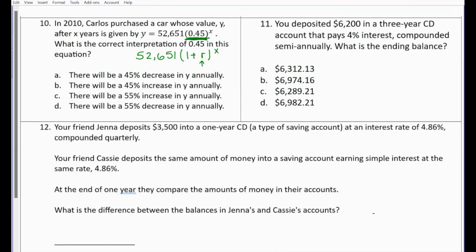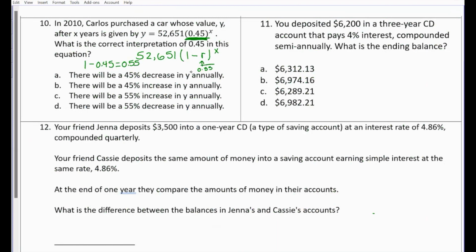Well, the first thing I know is this is in between 0 and 1. So this was a decay. So that means this had to have been a negative. Now, if I want to figure out the rate, I'm going to do 1 minus 0.45. And that's going to get me 0.55. That means my rate was 0.55.